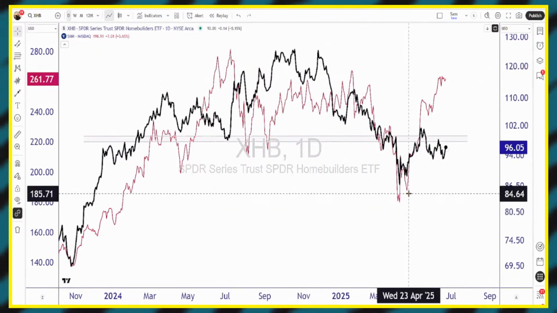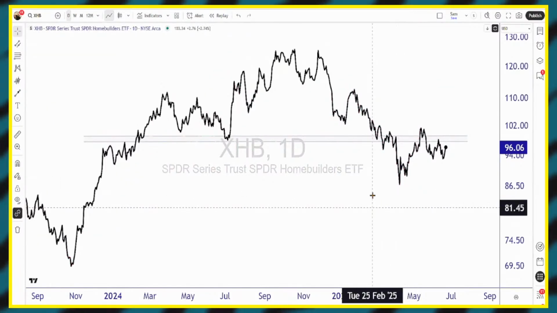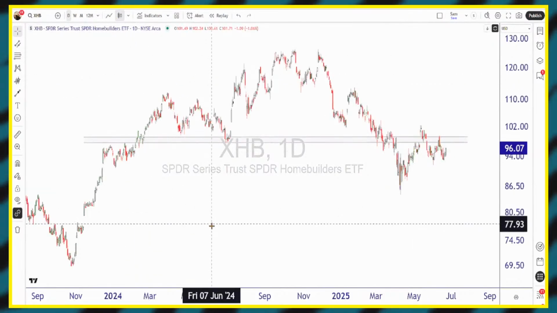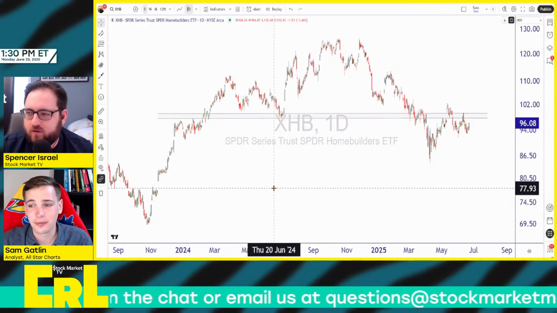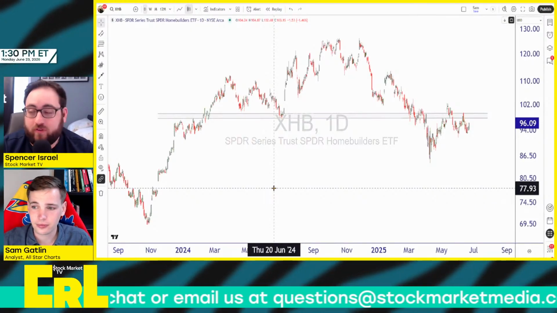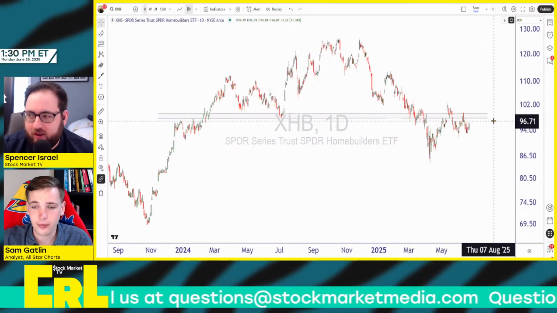So I think XHB is going to end up looking like semis, looking like crude oil, but we just need to see it. The bulls need to step up here. The stage is set for an epic rally, in my opinion. With XHB here, if you want to buy it, you have a very obvious out right at that level.